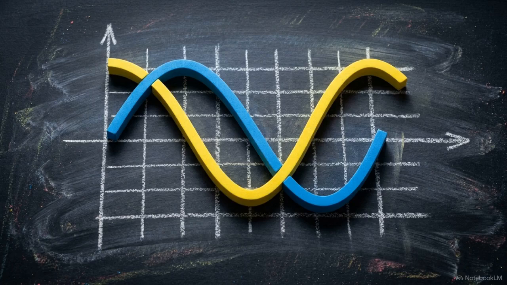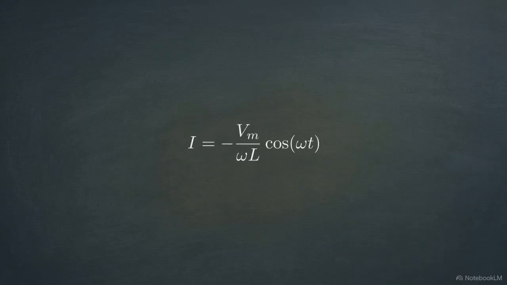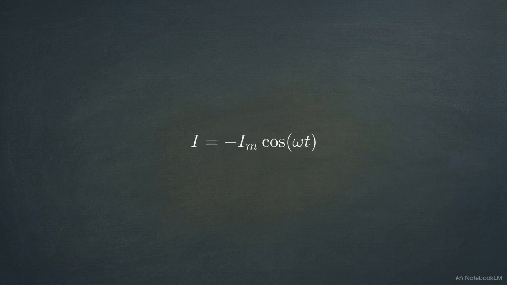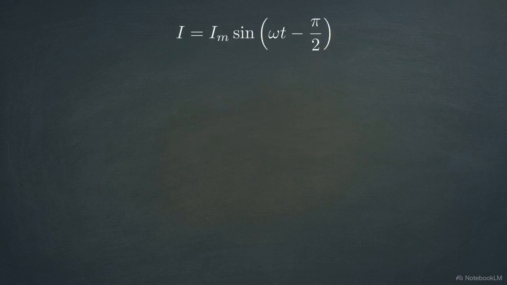But we have a minor problem. Our original voltage was a sine wave, and our new current equation is a negative cosine wave. To compare their timing directly, they need to be in the same mathematical format. Using a trigonometric identity, we transform negative cosine into a sine function, introducing a minus pi over 2 offset.